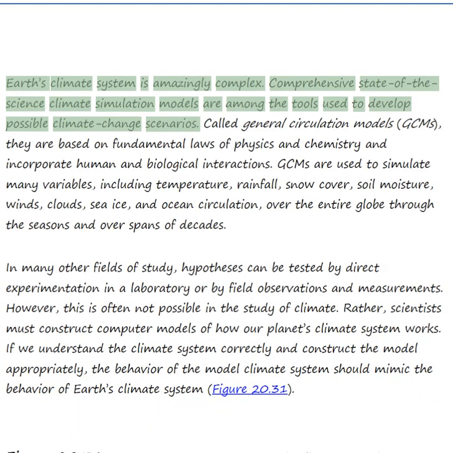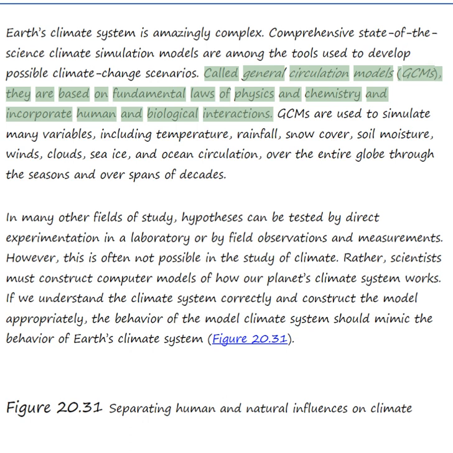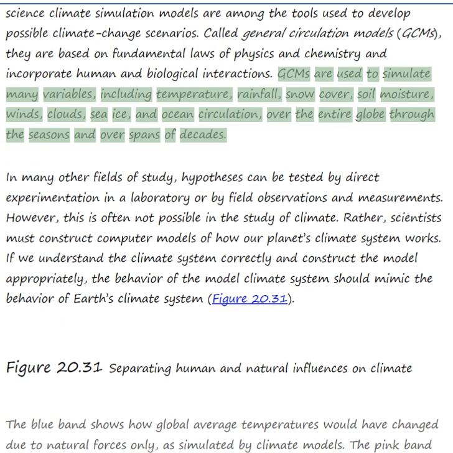Earth's climate system is amazingly complex. Comprehensive state-of-the-art climate simulation models are among the tools used to develop possible climate change scenarios. Called general circulation models, they are based on fundamental laws of physics and chemistry and incorporate human and biological interactions. GCMs are used to simulate many variables, including temperature, rainfall, snow cover, soil moisture, winds, clouds, sea ice, and ocean circulation over the entire globe through the seasons and over spans of decades.